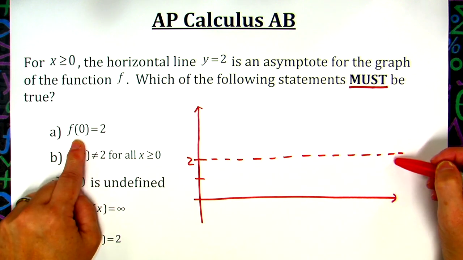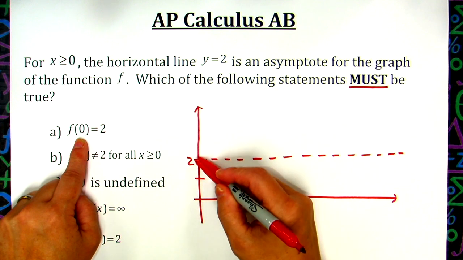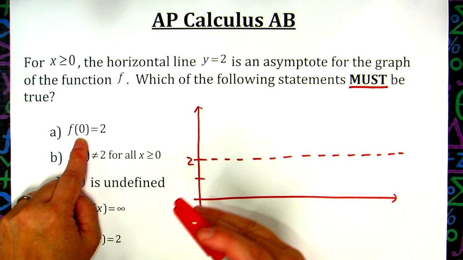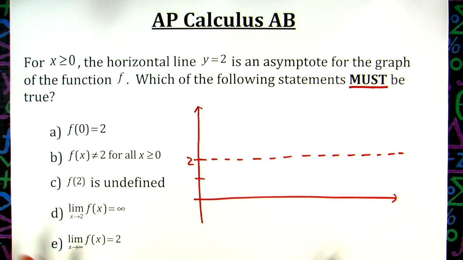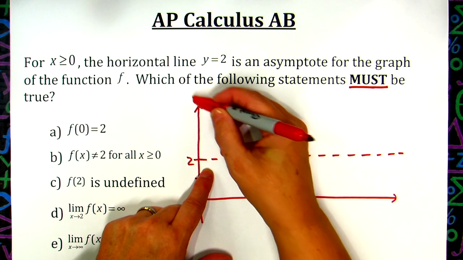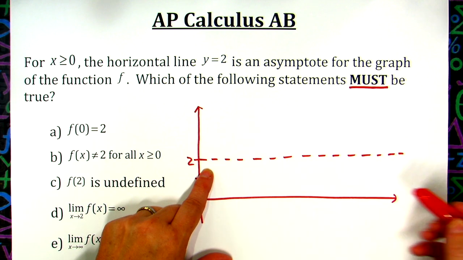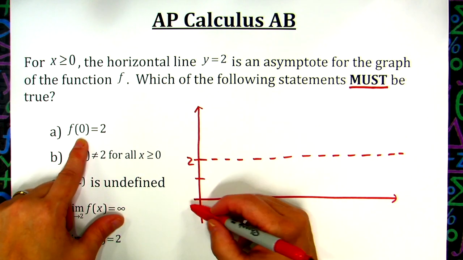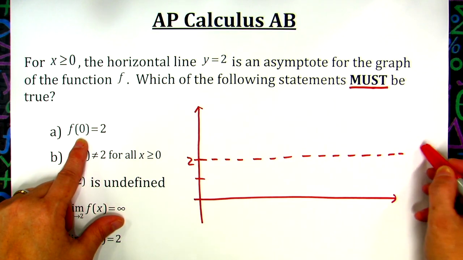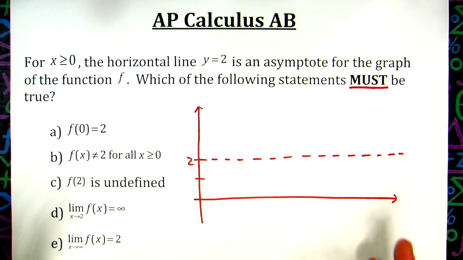So let's start looking at these. f of 0 equals 2. Well, there's no guarantee that f of 0 is going to equal 2. The key to this whole question is that we generally tell people you can never cross an asymptote. That is true of vertical asymptotes. Functions can never cross vertical asymptotes. However, that is not the case with horizontal ones. A function could cross a horizontal asymptote. So in theory, f of 0 could be 2, because my function could come over here, come up, and then come down here and use this as a horizontal asymptote. So it could be, but I'm not necessarily guaranteed.